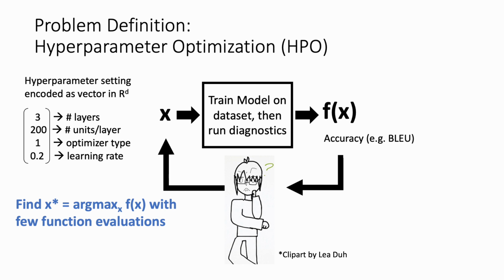Let's first define the problem of hyperparameter optimization. In HPO, we're not too concerned with how the model is trained. We won't dive into the model parameters. Instead, we just focus on the hyperparameters and how they would impact the model performance. Take deep learning models, for instance. We might want to tune hyperparameters like the number of layers, the number of units per layer, the optimization type, and the learning rate. Our goal is to find the best configurations for these hyperparameters with as few model evaluations as possible.